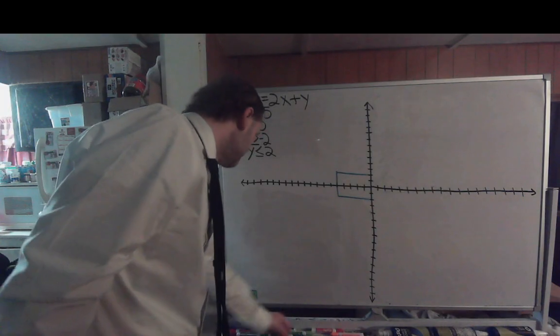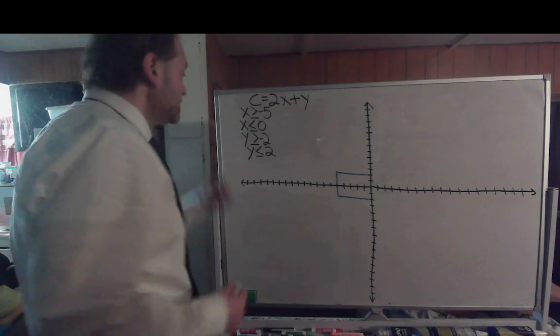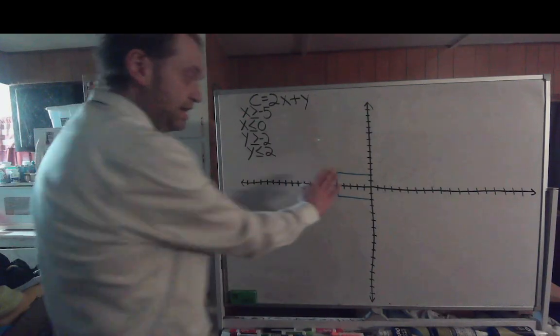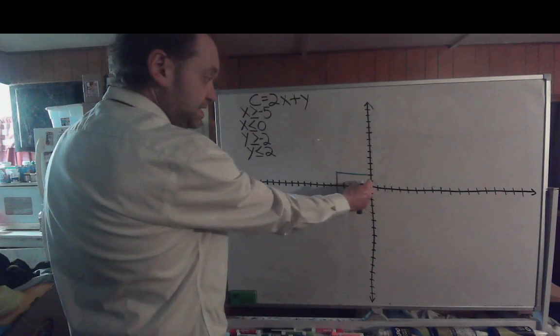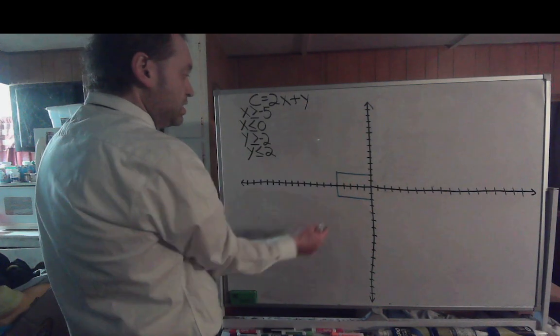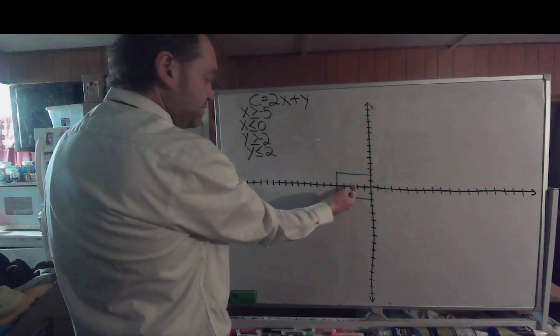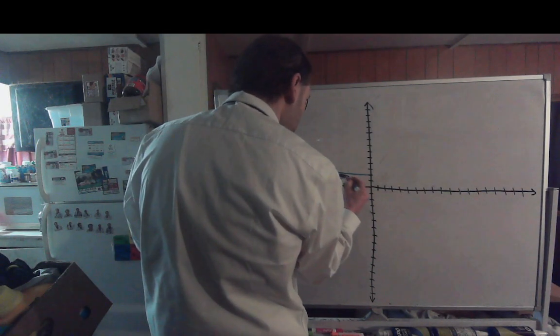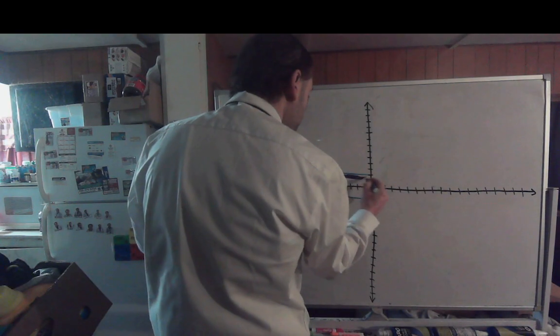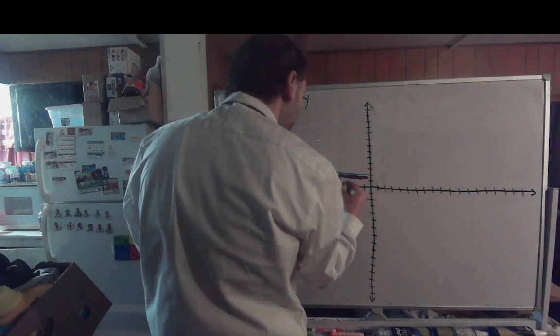Now, we need to find the region to shade. X is greater than or equal to -5 that way. X is less than or equal to 0 this way. Y is greater than or equal to -2. Y is less than or equal to 2. So what you're going to end up doing is shading in here.